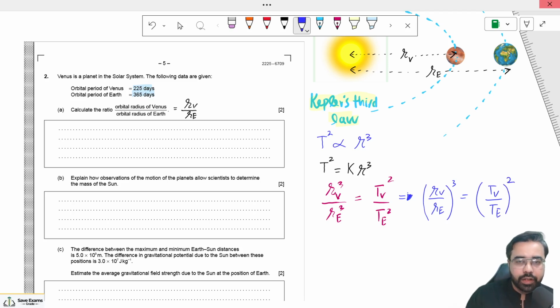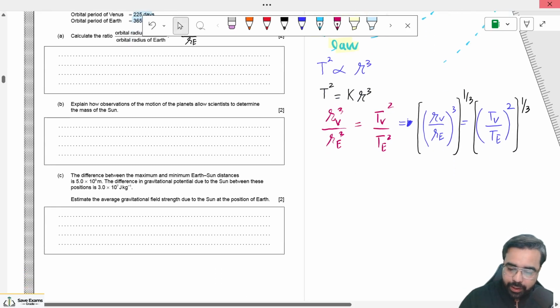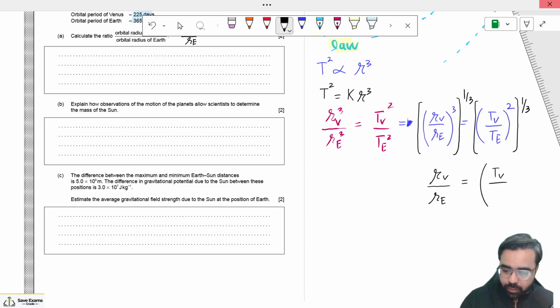Since we just want to find the ratio of their orbital distances, you must take a cube root. To get rid of this cube, we take the cube root on both sides of the equation. So as a result, we get RV over RE is equal to (TV over TE) raised to power 2 over 3.